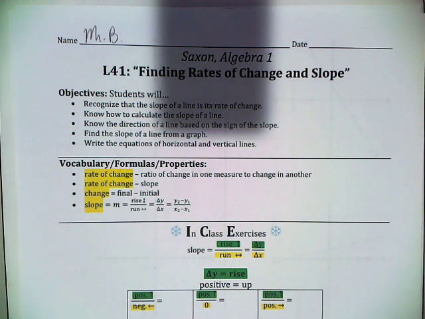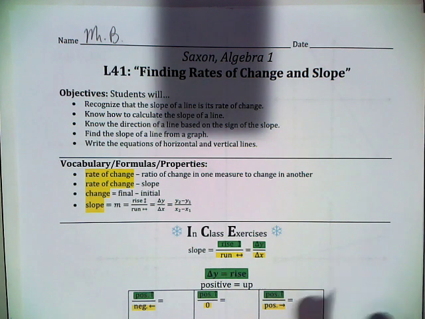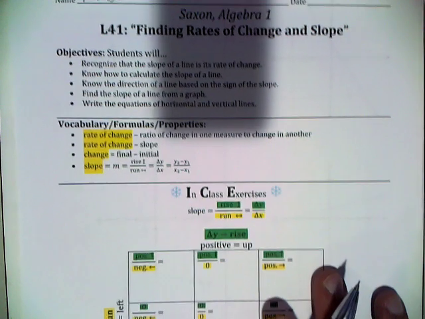This video is for my Algebra 1 class. It's over Lesson 41, Finding Rates of Change and Slope. So, ladies and gentlemen, with your handout, you should read through the objectives. Remember, treat this kind of like a checklist of things that you should be able to do after this lesson is done. So vocabulary here, we have rate of change.